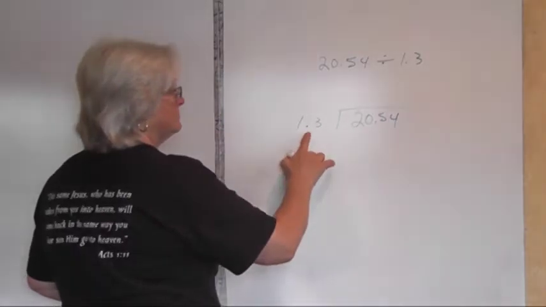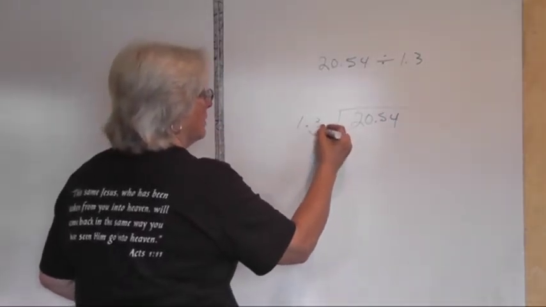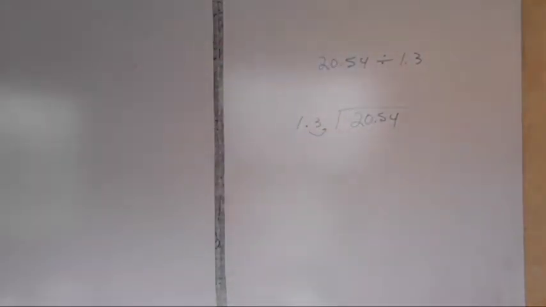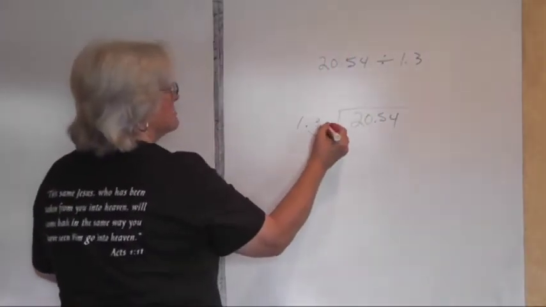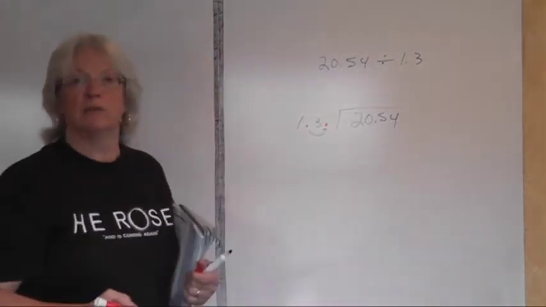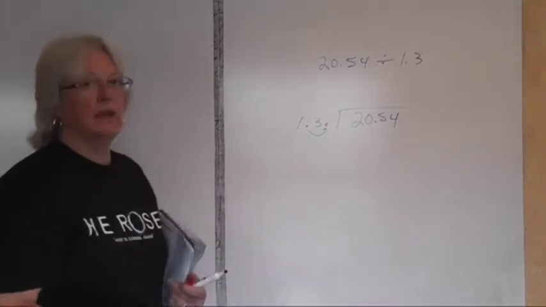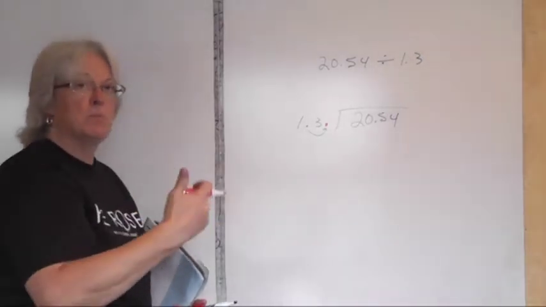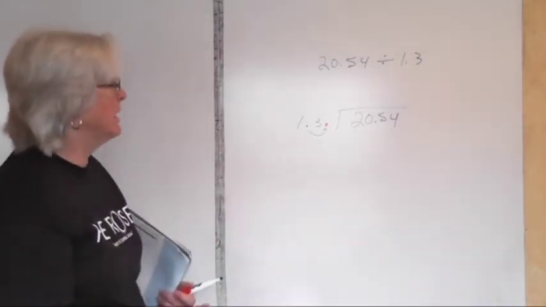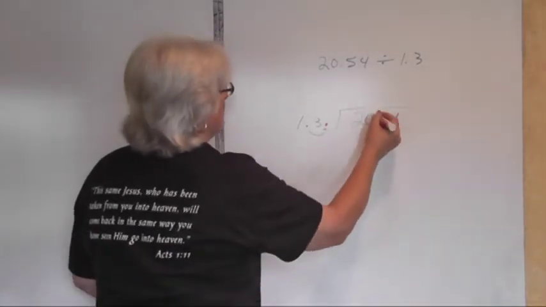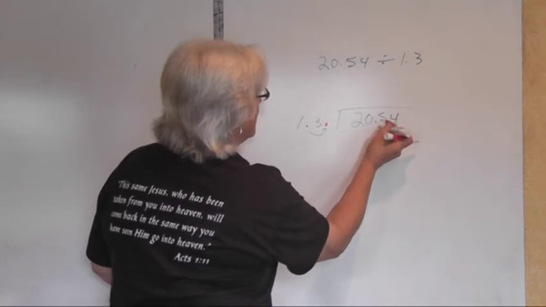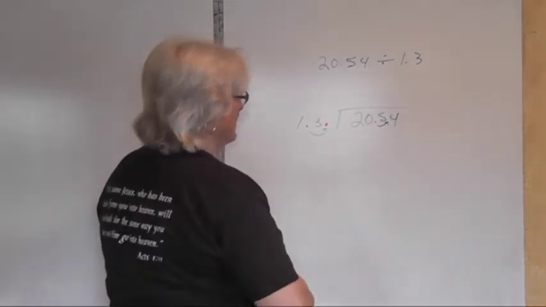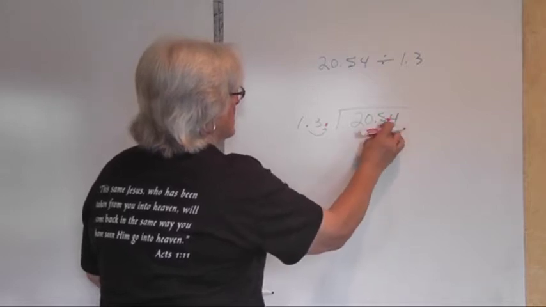1.3, we're going to make that a whole number by moving that decimal point the whole way over to the right. So the new location of our decimal point is right here. We're dividing by 13. Now, in that example I showed you before, where we were dividing multiples of 3 into multiples of 9, we saw that if you move the decimal point the same number of places in the dividend and in the divisor, the quotient didn't change.